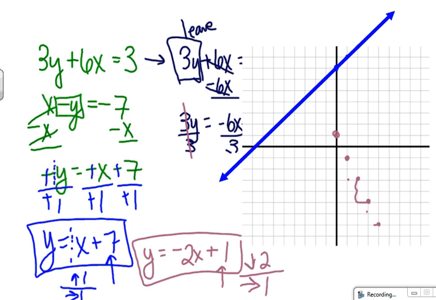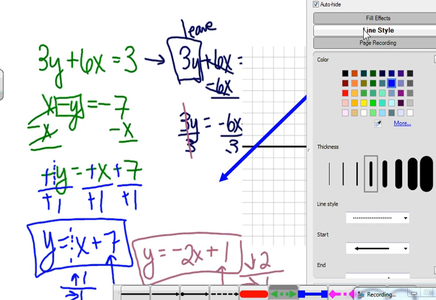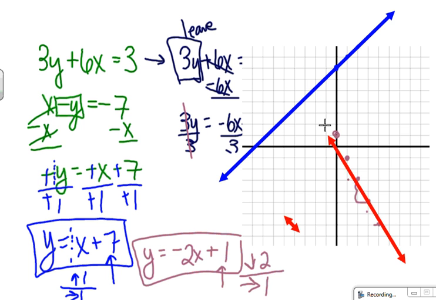So now we've got the other piece of our line. Let's make that pink just so we can tell the difference. It might be a red, but you guys will be all right. Let's go ahead and connect that. Okay, it came out red.